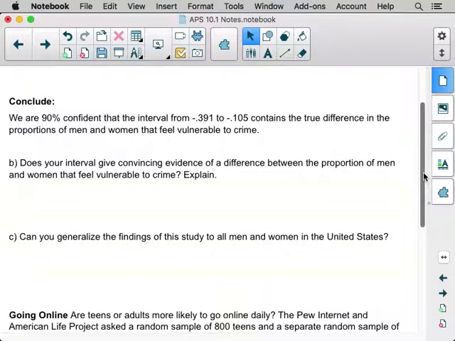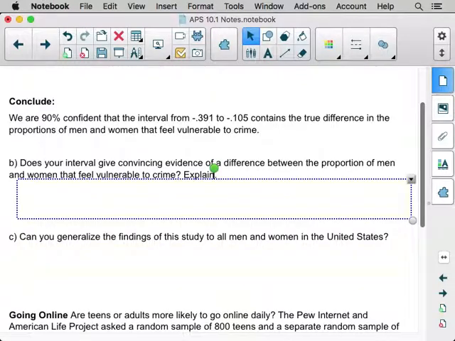Well, is 0 in the interval? No. So since 0 is not present, isn't that implying that there definitely is a difference here, right? We are confident that there's a difference here because 0 is not present in the interval.